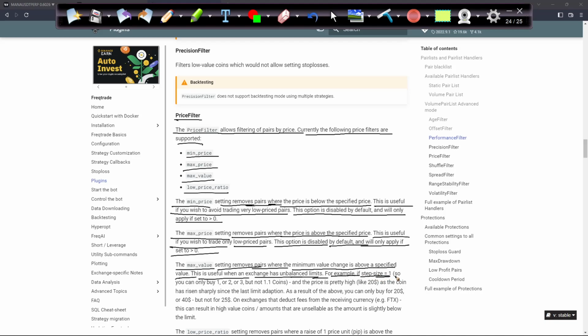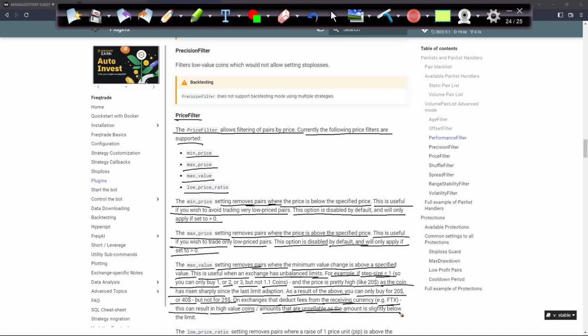For example, if step size is 1, so you can only buy 1 or 2 or 3 but not 1.1 coins, and the price is pretty high like $20, as the coin has risen sharply since the last limited option. As a result, you can only buy for $20 or $40 but not for $25. On exchanges that deduct fees from the receiving currency, like FTX, this can result in high value coins or amounts that are unsellable as the amount is slightly below the limit.